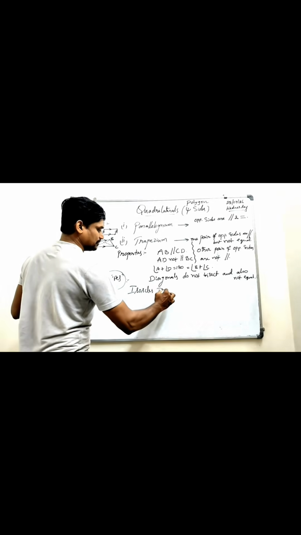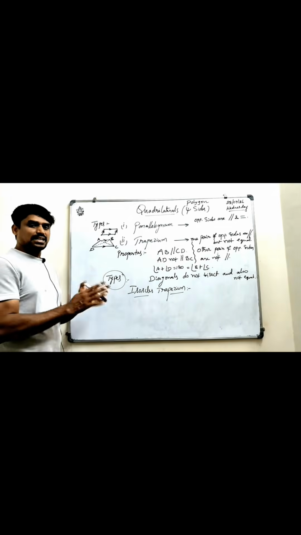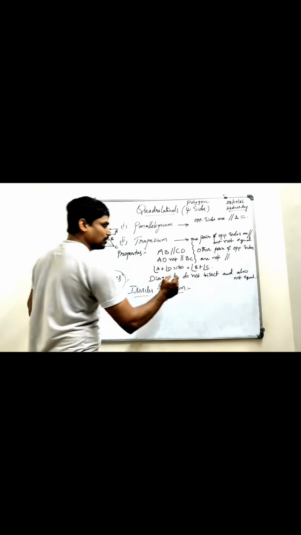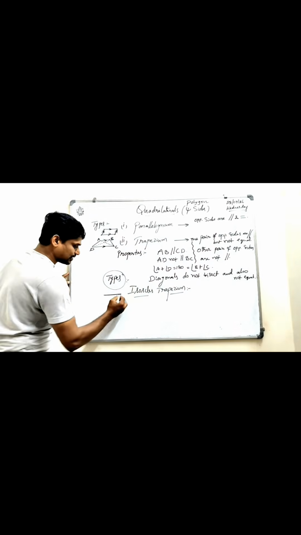Isosceles trapezium. Isosceles talks about two equal sides. In a triangle, if two sides are equal, then that is considered an isosceles triangle. Now isosceles trapezium also, here we only talk about the two sides again. So the isosceles trapezium figure is this.